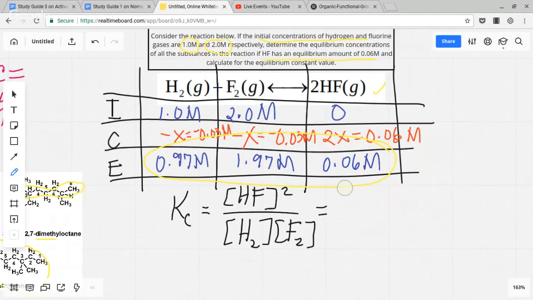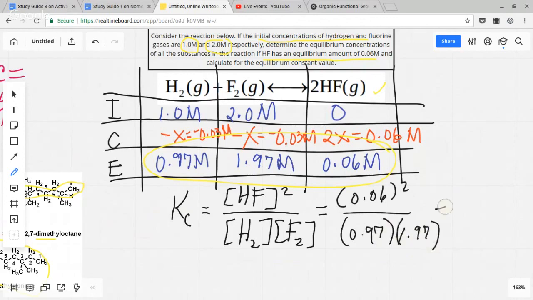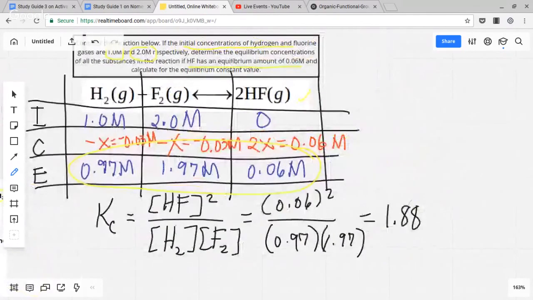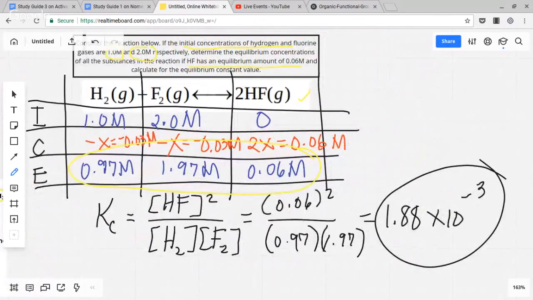So now we're ready to substitute all their values. So you've got HF, which is 0.06 squared over 0.97 times 1.97. Okay, so putting all of that in the calculator, you will get an answer of 1.88, 2 decimal places, times 10 to the negative 3. Okay, that is now your equilibrium constant value. Units are unnecessary, so you may not put unit for your Kc.